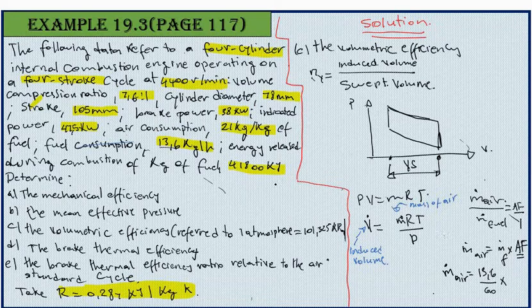So the air fuel ratio is that one. So the unit is kilogram per kilogram. So that 21 kilogram per kilogram simply means that the mixture is made of 21 kilogram of air and 1 kilogram of fuel. So we need to multiply it by 21, which is the air fuel ratio.